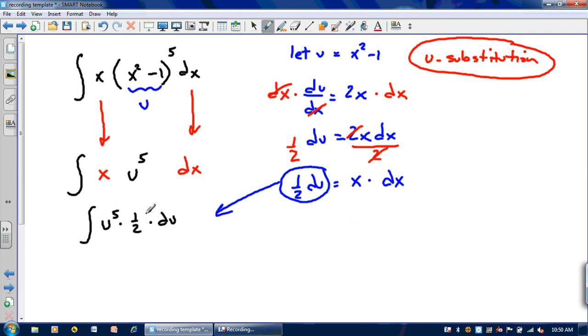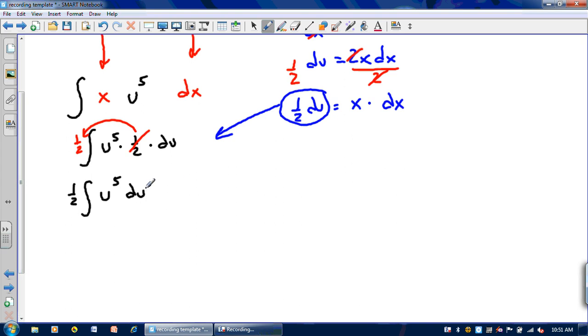Before I integrate, let me just take this constant. We know that can come out. We'll put that over here, and that cancels. My goal was, at the beginning, to take an integral that I could not integrate, could not find the antiderivative of, and replace it with an integral that I can find the antiderivative of. Here I have u to the 5th du. So this is exactly equivalent to what we started with, but I can integrate this. This is fairly straightforward. You should be able to do this now.